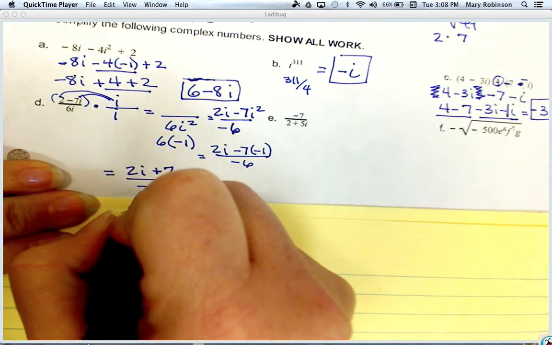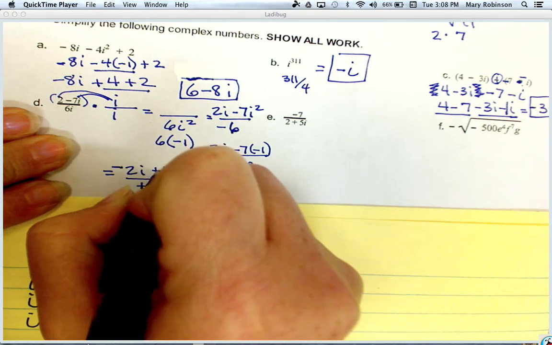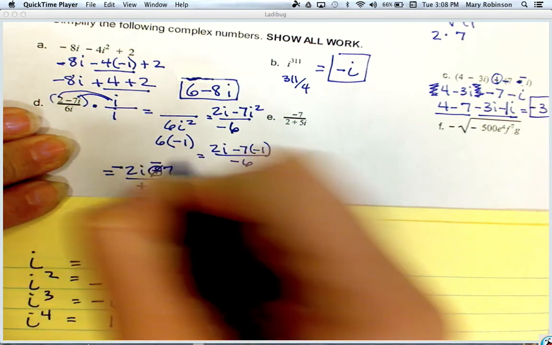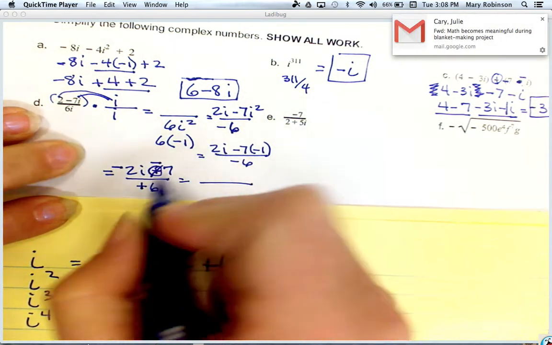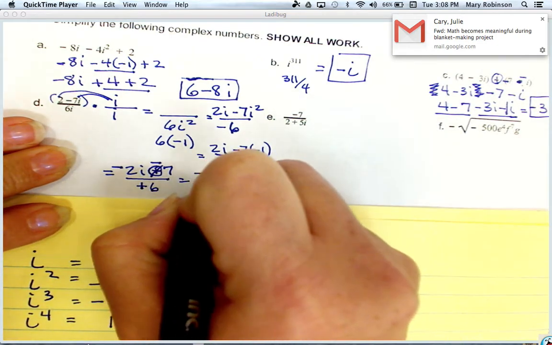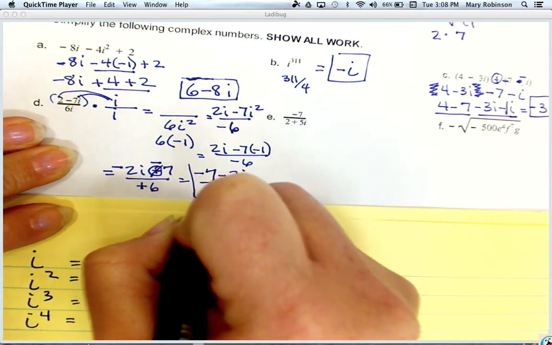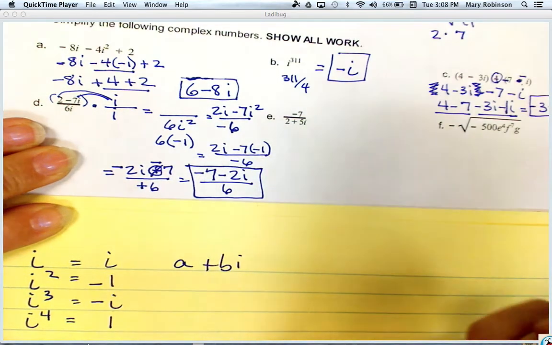So what I'm going to do is change this 6 to a positive, 2i to a negative, and the plus 7 to a negative. But I'm going to rewrite it so that my real number is first, then my imaginary number. So negative 7 minus 2i over positive 6 is my final answer.